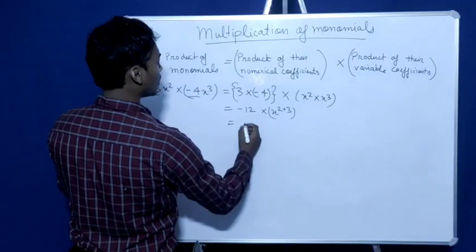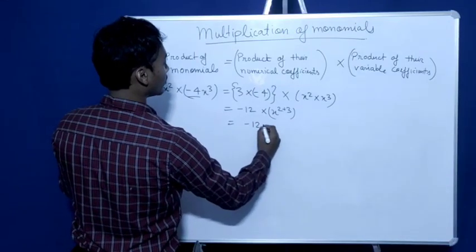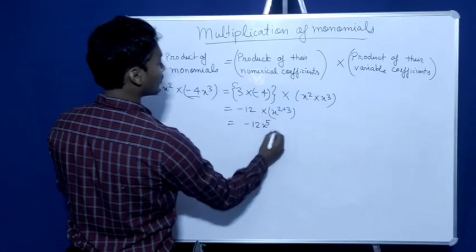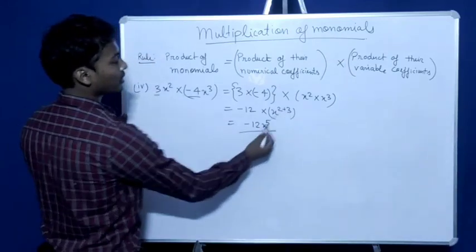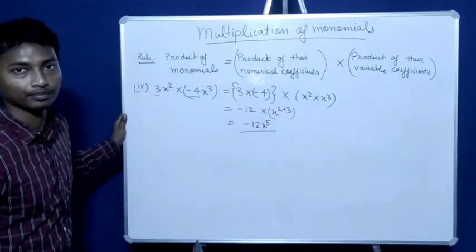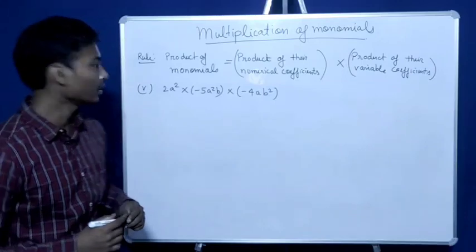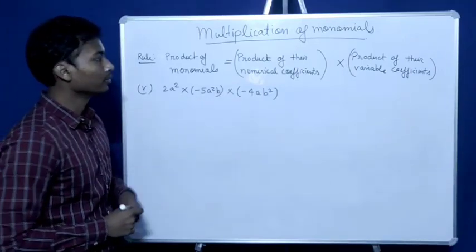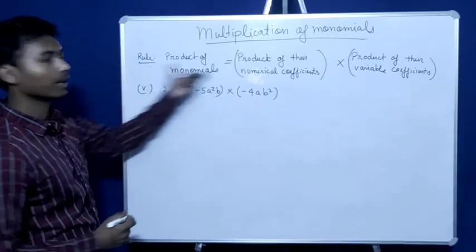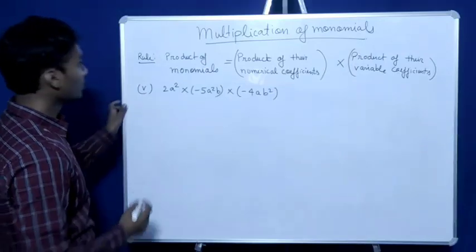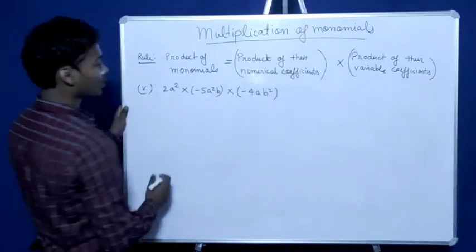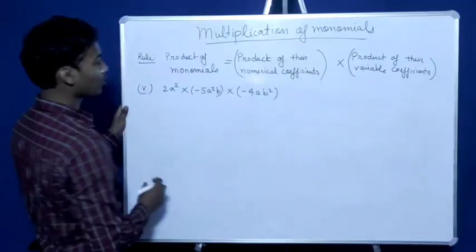So we have negative 12 x raised to the power 5, because 2 plus 3 is 5. Clear? Now let's multiply 3 terms together. So we'll apply the same rule here. We'll multiply the numerical coefficients together and the variable coefficients together.